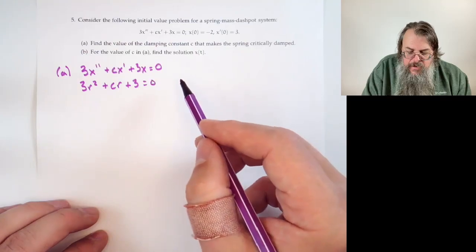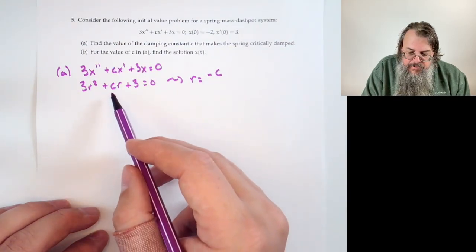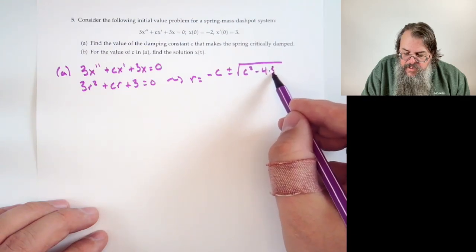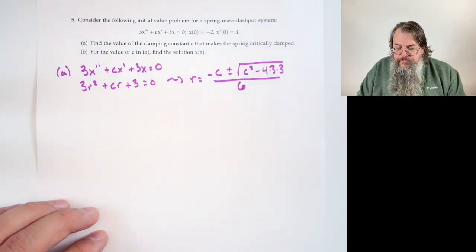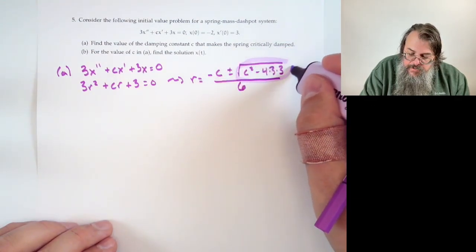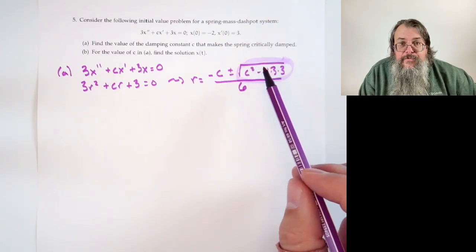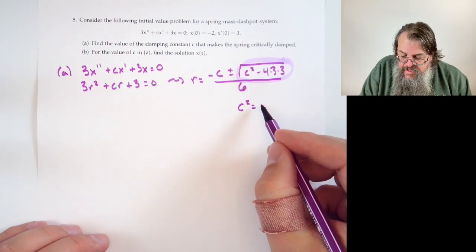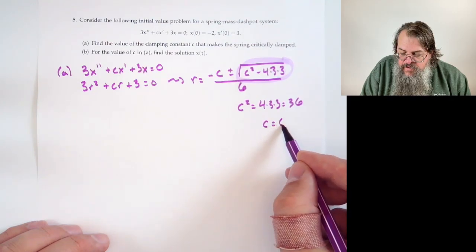And now we solve for our roots, and our roots would be minus the middle term plus or minus the square root of the middle term squared minus 4ac, all over 2a. Now, the part that's inside the square root really is what determines things like, is it overdamped, underdamped, critically damped, or is there no damping? It all comes down to what happens here. If we want critical damping, we need that to be 0. So that says c squared has to equal 4 times 3 times 3, which is another way to say 36. And so c needs to equal 6.